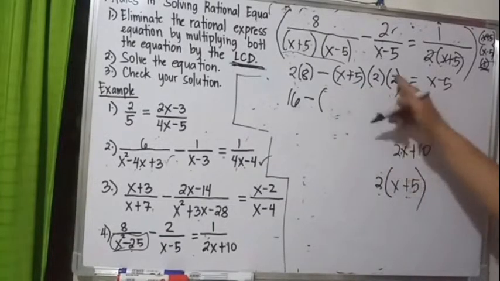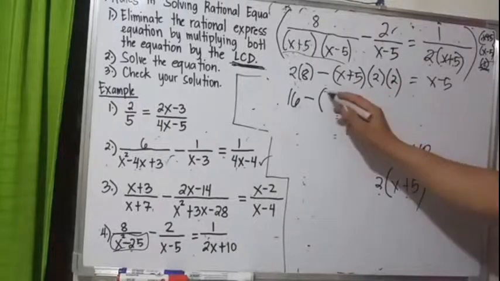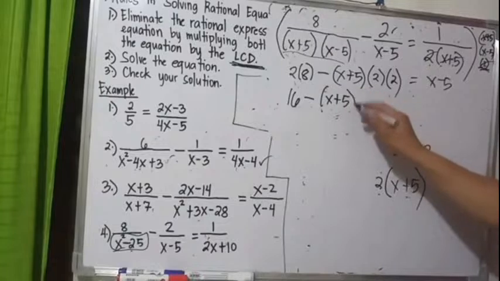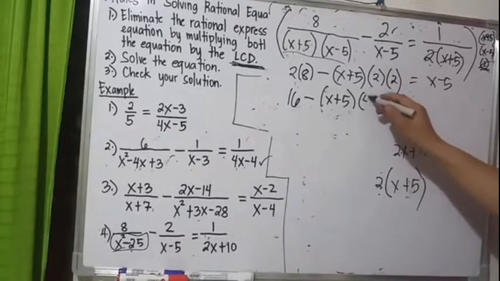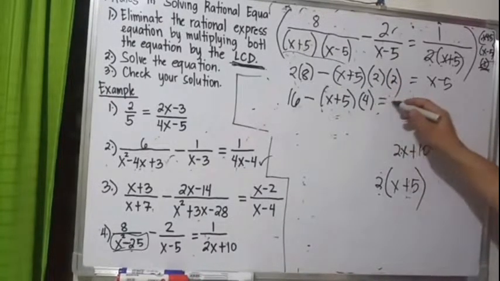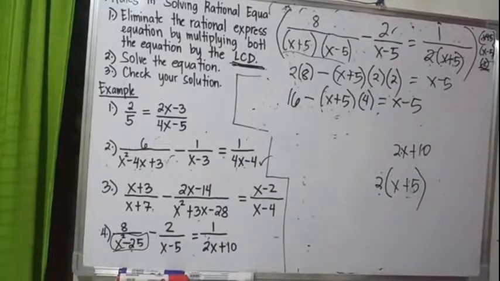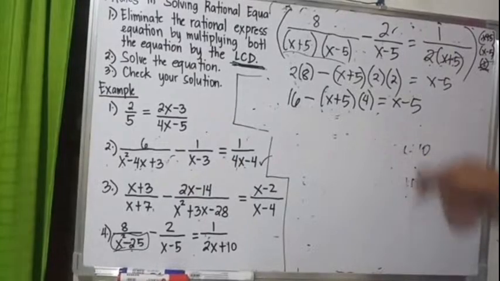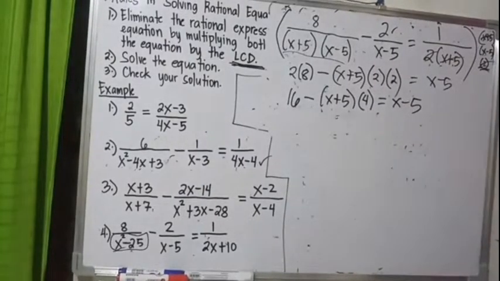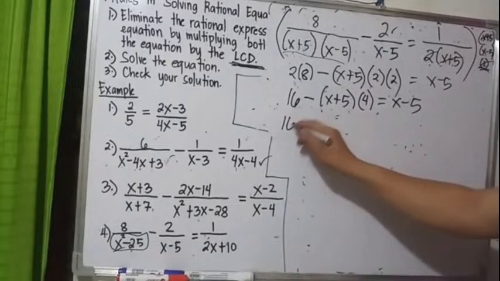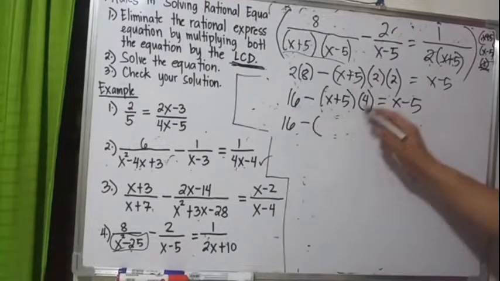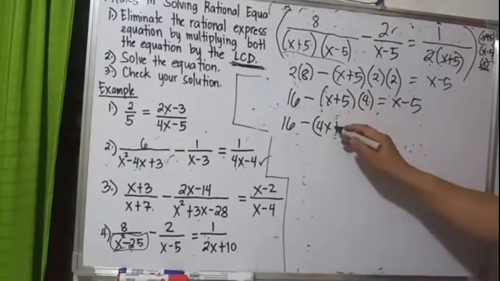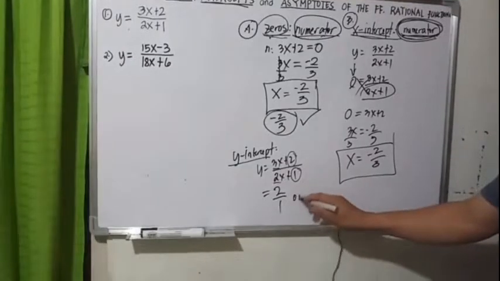Okay, 4, okay, isa-isahin natin ha. So that is x plus 5 times 2 times 2, that is 4, equals x minus 5. Isa-isahin natin para answer na natin ng tamang sagot. So that is 16, then subtract 4 times x, that is 4x, 4 times 5, that is dyan sa math.